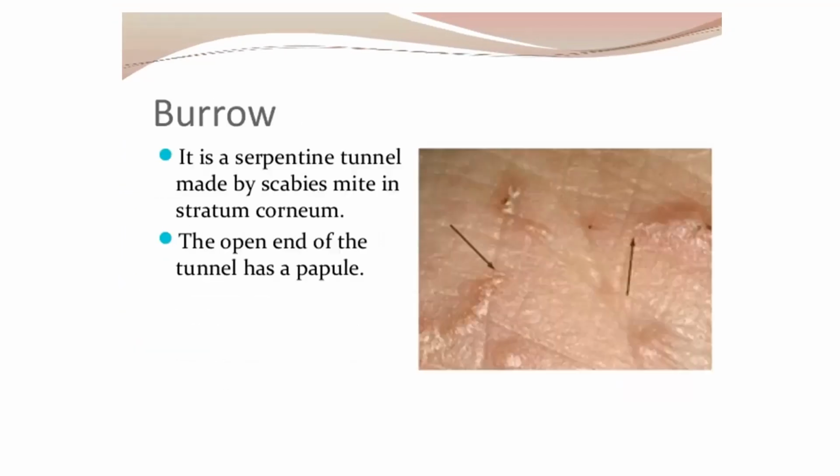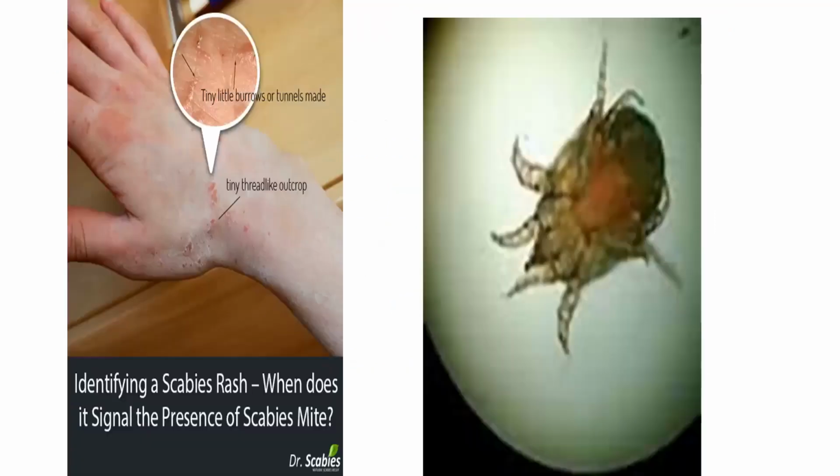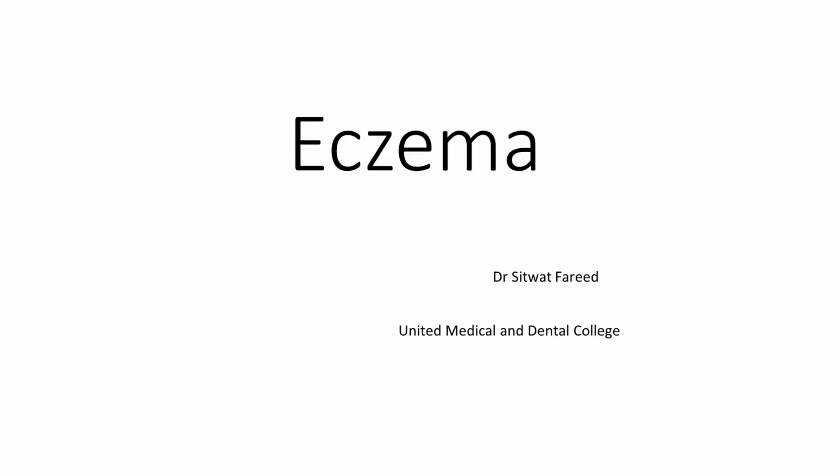Then burrow is a serpentine tunnel made by scabies mite in the stratum corneum. Sarcoptes scabiei: itchy papules, burrows, and tunnels are present in the interdigital clefts, axillae, and genitals. And pediculosis, there are lice, and itching is present. Hygiene, washing, and treatment of all contacts is important. This is a scabies mite. This is a lice.